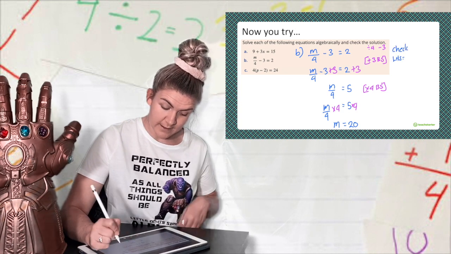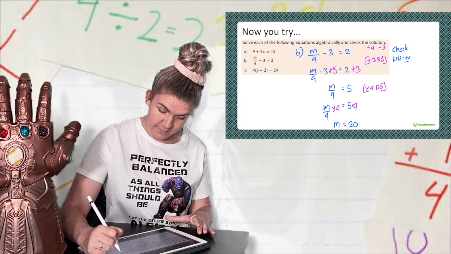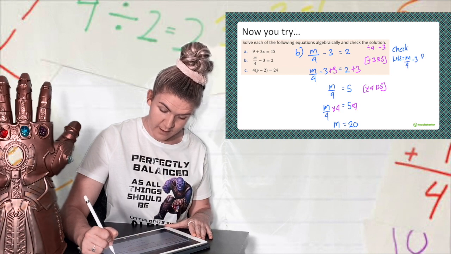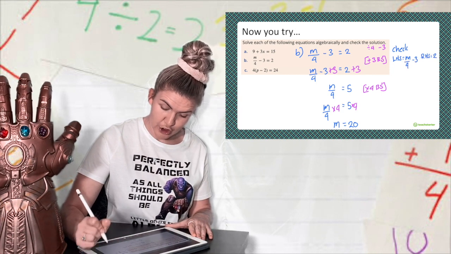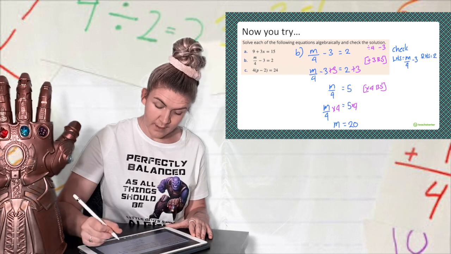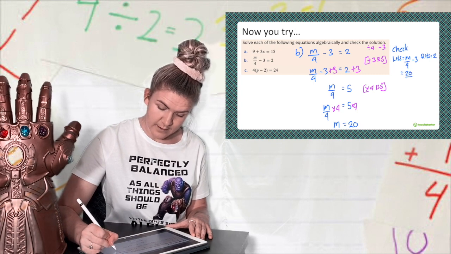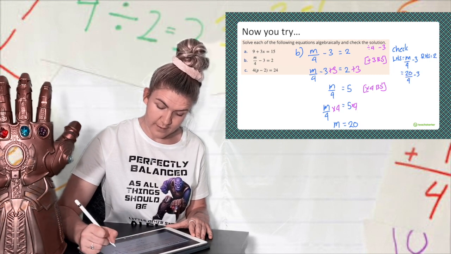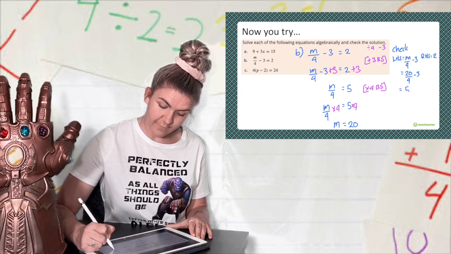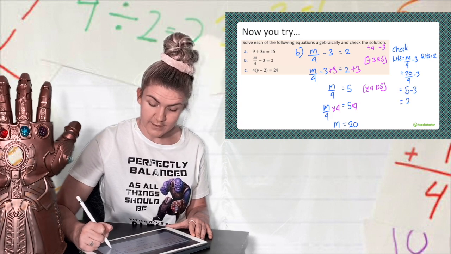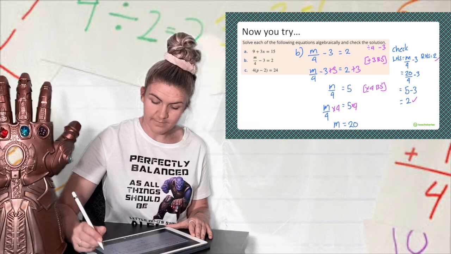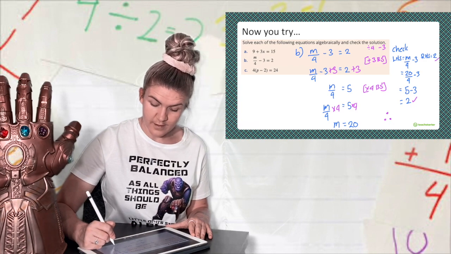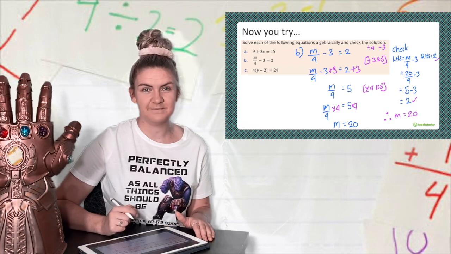Left-hand side is m divided by 4 minus 3. The right-hand side is 2. I think m is 20. 20 divided by 4, take 3. 20 divided by 4 is 5. 5 take 3 is 2. They are the same. Therefore, m equals 20.